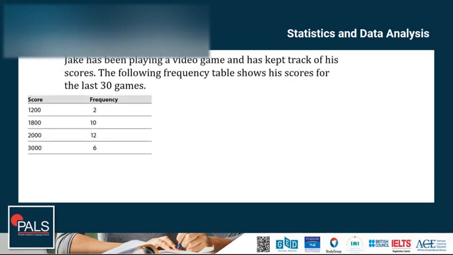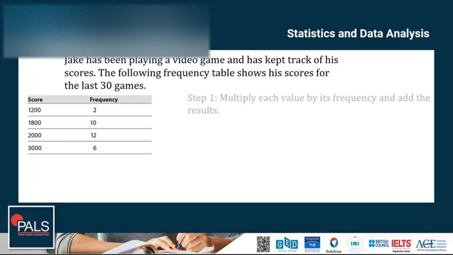Jake has been playing a video game and has kept track of his scores. The following frequency table shows his scores for the last 30 games. 1,200, 2 times. 1,800, 10 times. 2,000, 12 times. 3,000, 6 times. What was his average score for these 30 games?